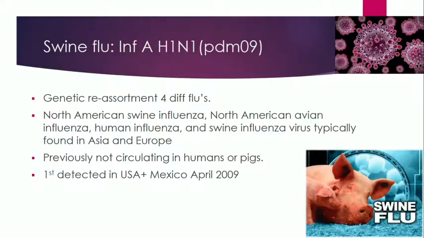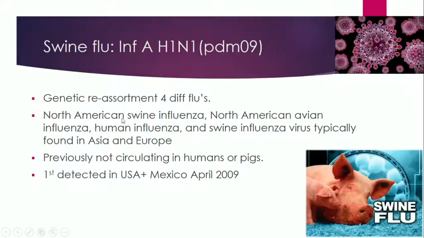Okay, and the 2 of them is going to be the swine flu pandemic of 2009, and I'm also going to be talking about the avian flu pandemic of 2017. And I'll be explaining why that was important. So as Ed alluded, this was a genetic reassortment of 4 different flus, right?